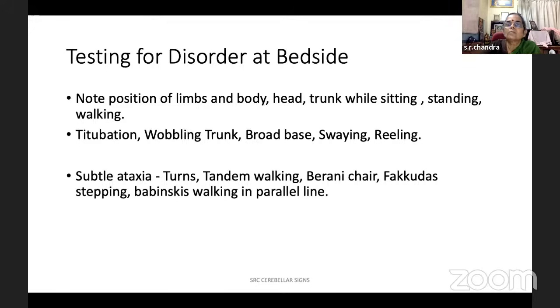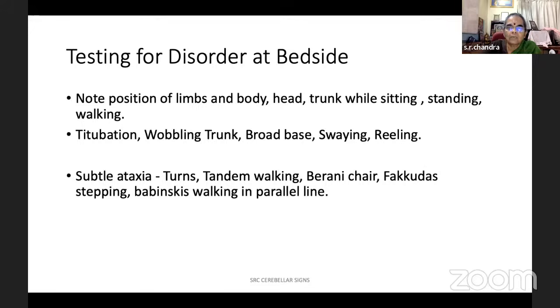So how are you going to test at the bedside? We have to note the position of the limbs, body, head, and trunk while sitting, standing, and walking. Look for titubation, wobbling of the trunk, broad base, swaying, reeling, and look for subtle ataxia by turns. When you bring a case, we can discuss all these elaborately. Here I will only mention.